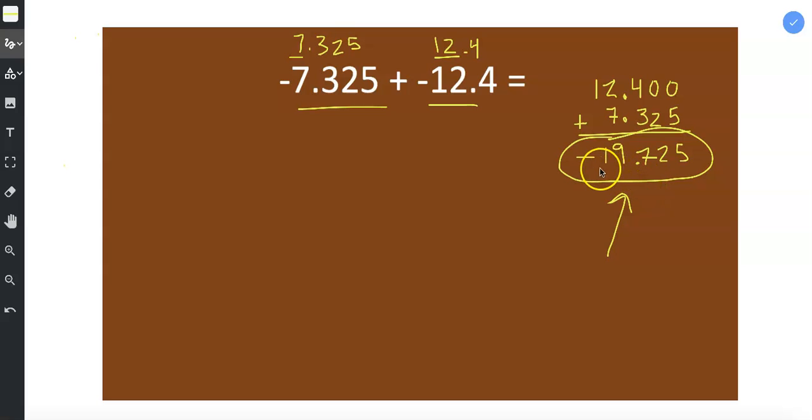And if you prefer, you can say negative 19 and 725 thousandths. This is tenths, hundredths, that's the thousandths place. So that's another way to say that number.